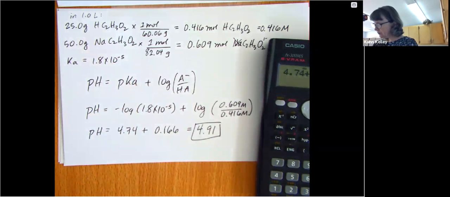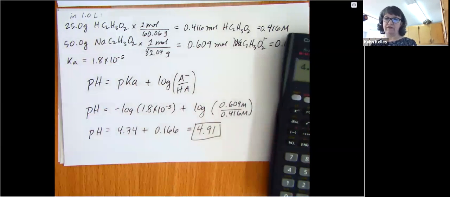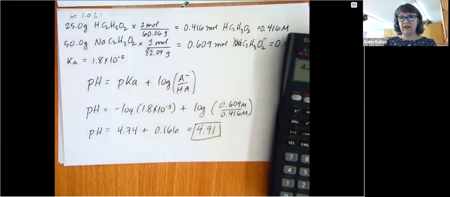Question 4 is going to be set up just like this, except that you'll need to start by converting your Kb to a Ka, and then just using the same problem solving. It's already in molarities, so it's a little less work. So I hope that was helpful, and I will stop for now.